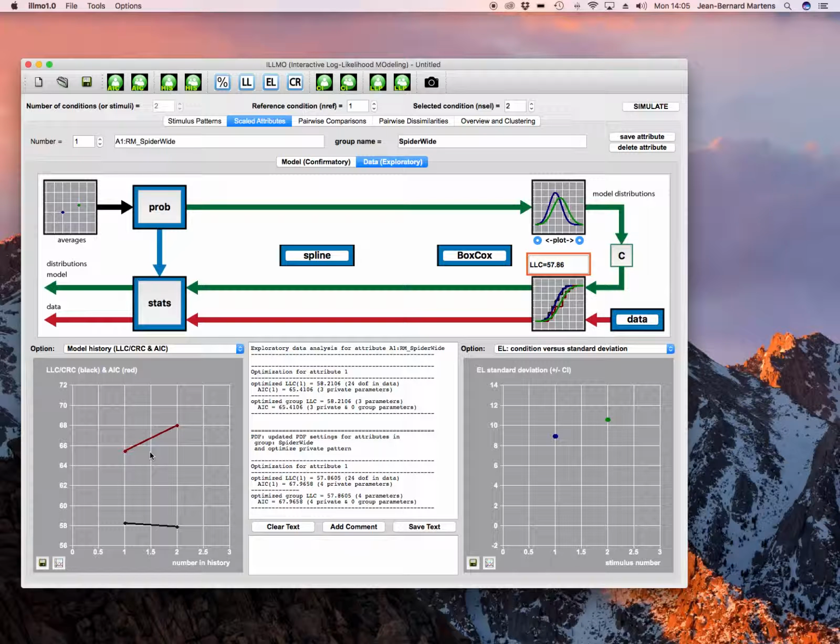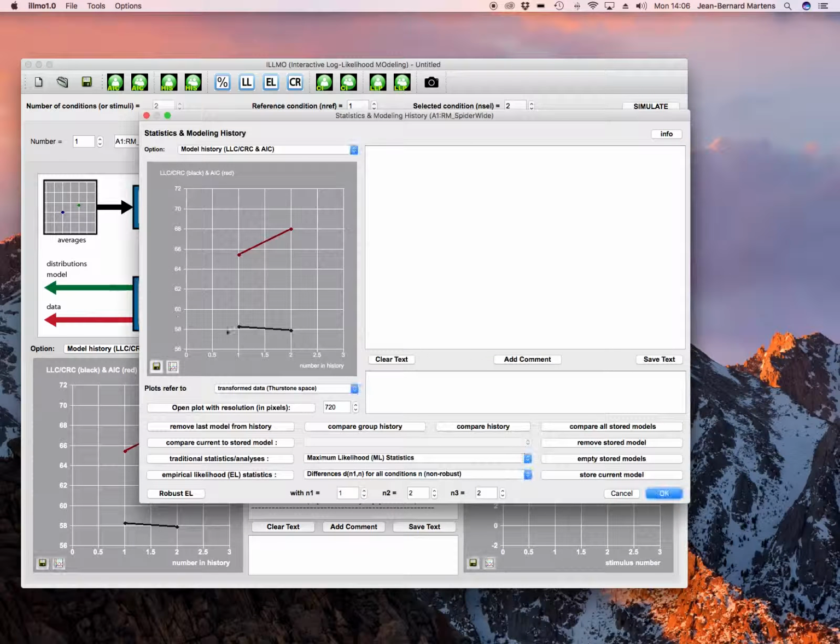The more parameters you use, obviously, the easier it is to reduce the LLC. So what you see is that by changing the model from constant variance to standard deviation that depends on the condition, the LLC goes down, but only slightly. But the AIC actually goes up, which means that the fit becomes worse.